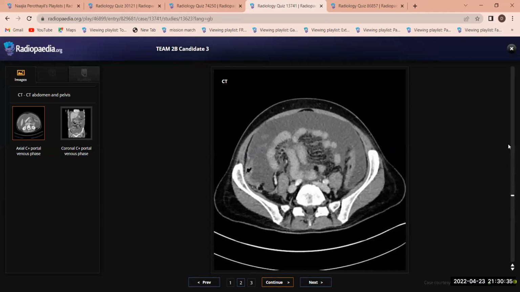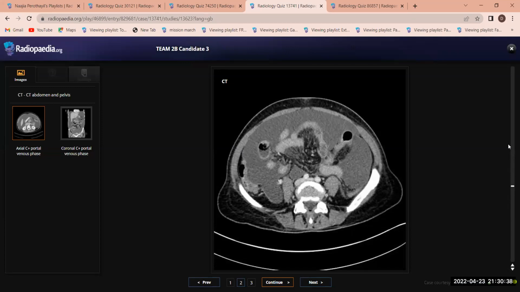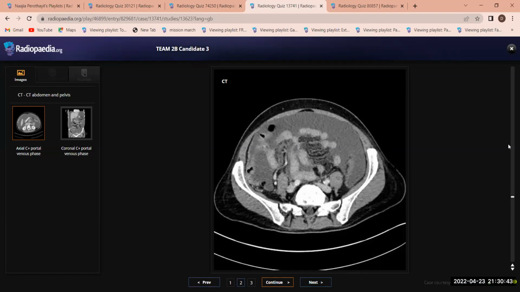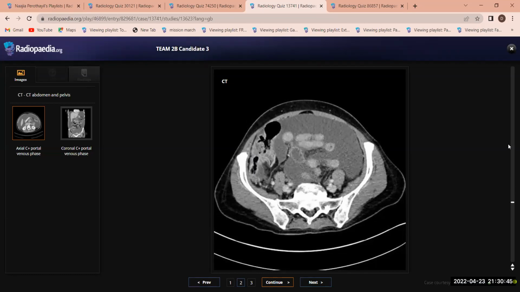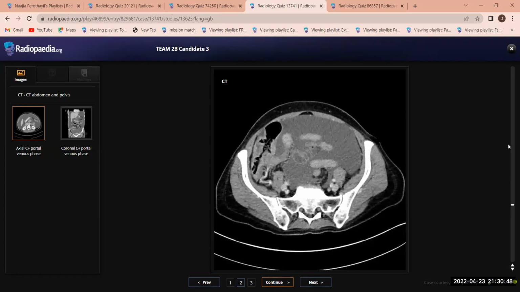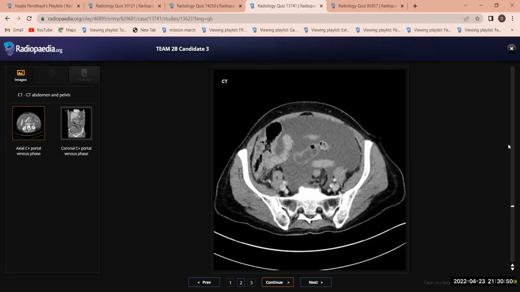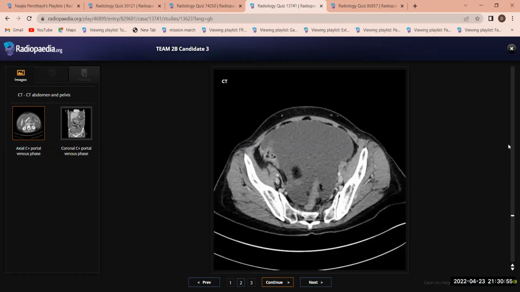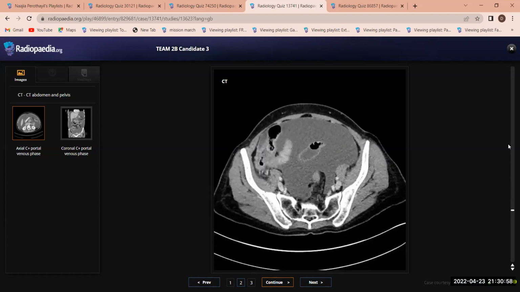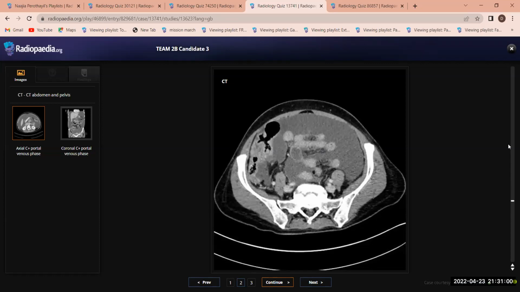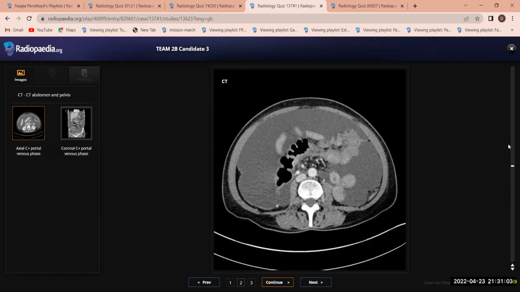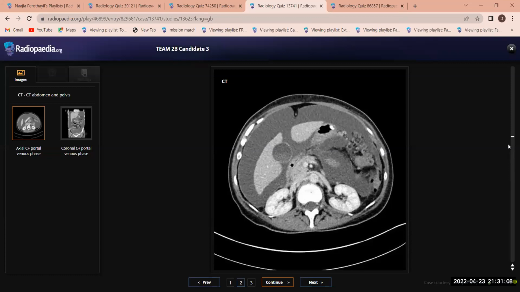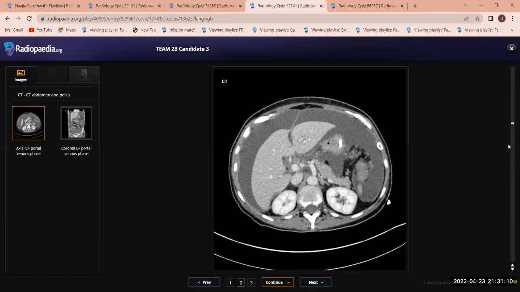So where else would you look? I would look at the appendix. Okay. Look for any mucocele. So you think this is a malignant ascites, right? Yeah, it can be a malignant ascites, because I don't see any signs of cirrhosis in the liver, and the kidneys are normal to me. So in that case, this ascites needs to be explained.